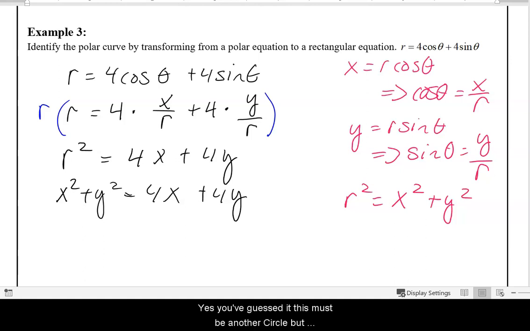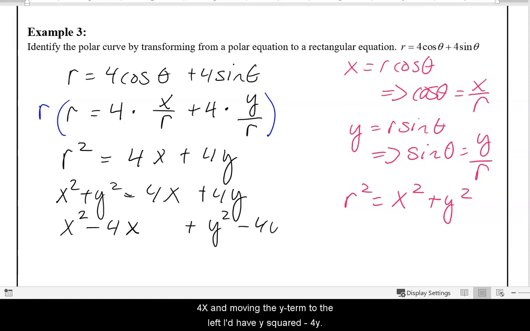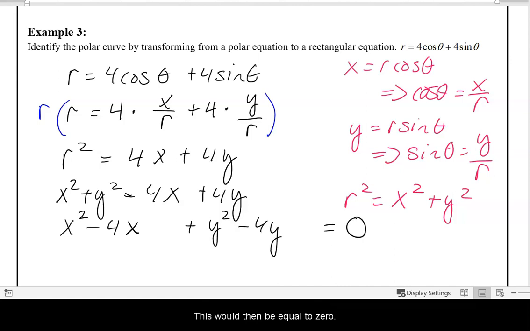Yes, you've guessed it. This must be another circle, but the center is certainly not at the origin, or what's known as the pole in polar coordinates. Moving the x term to the left, I would have x squared minus 4x, and moving the y term to the left, I'd have y squared minus 4y. This would then be equal to 0. To find the value of the radius, I would need to complete the square on both. Pause the video, try it yourself, then turn it back on and check your answer.